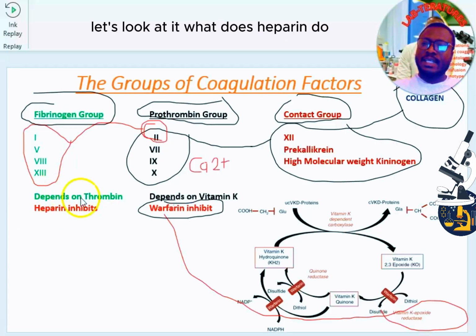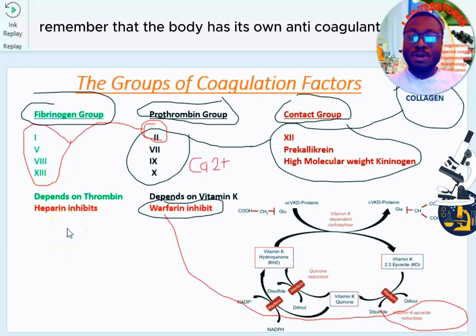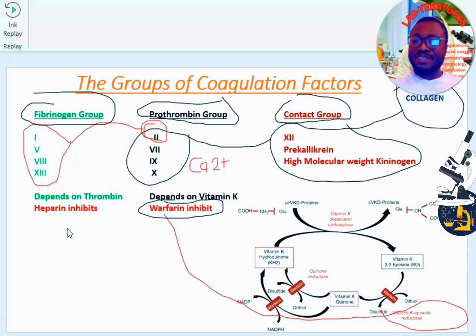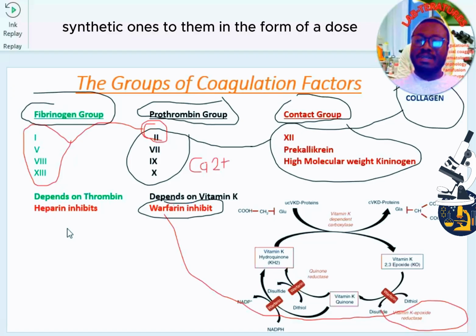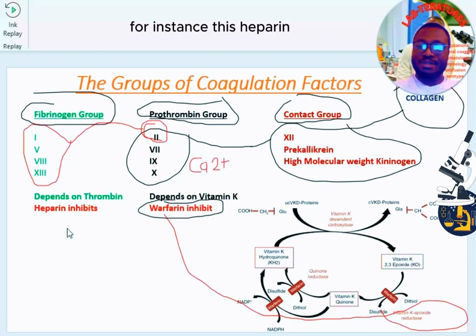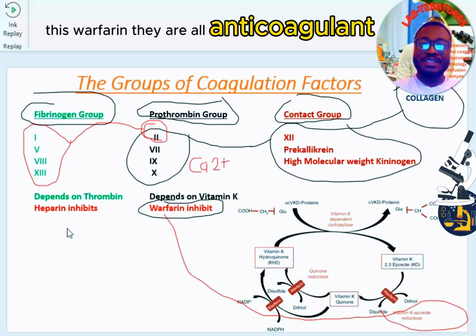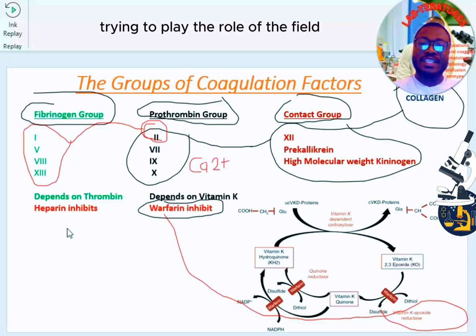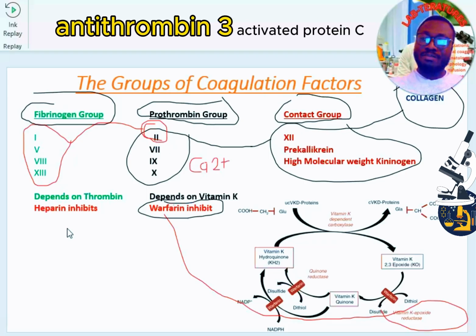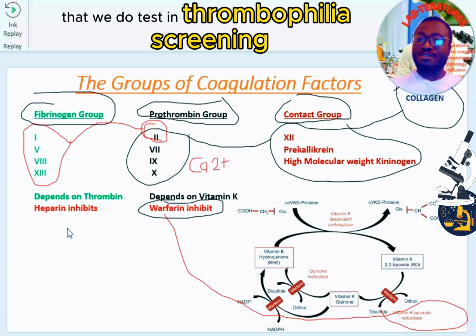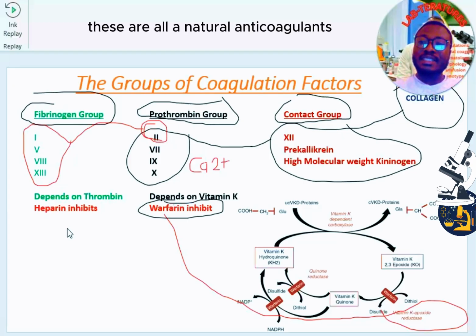Let's look at it. What does heparin do? Remember that the body has its own anticoagulants. So when they fail, we give synthetic ones in the form of a dose. For instance, this heparin, this warfarin, they are all anticoagulants, trying to play the role of the failed natural anticoagulants. What are the natural anticoagulants? You have protein S, protein C, antithrombin 3, and activated protein C that we test in thrombophilia screening. These are all natural anticoagulants.